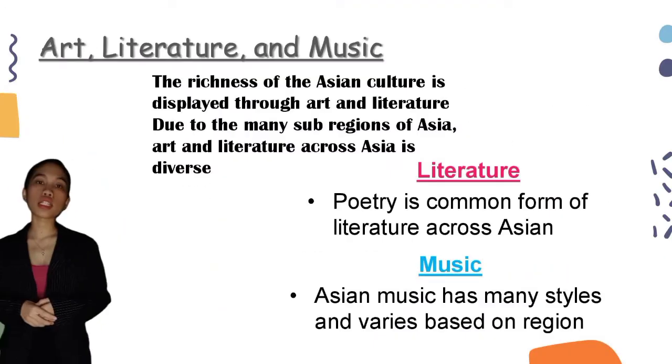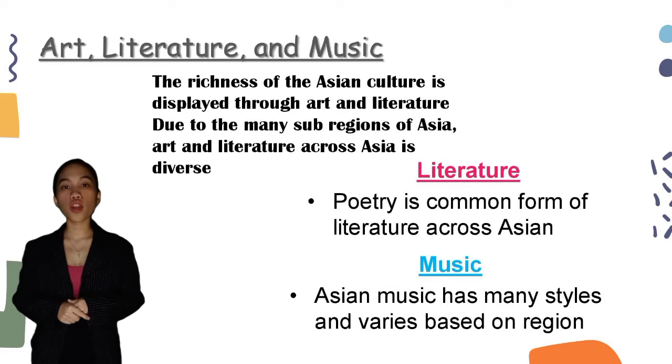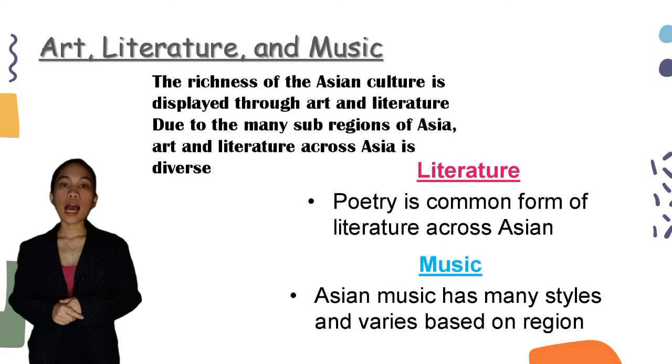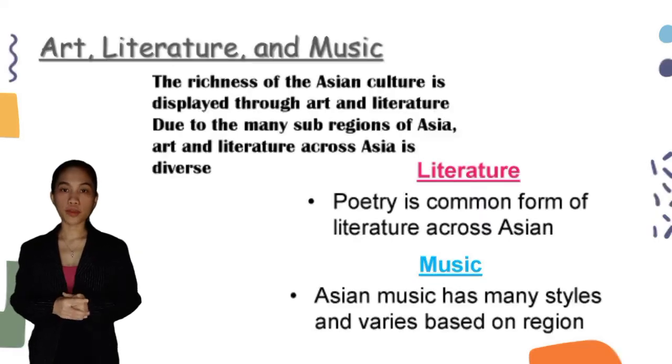In the field of arts, literature, and music, art and literature showcase the diversity of Asian culture. Due to Asia's many sub-regions, art and literature are diverse across the continent. In art, there are porcelain, ceramic and pottery, calligraphy, painting, glass and metalware, rugs and textile, architecture. In literature, poetry is a popular type of literature in Asia. In music, Asian music comes in a variety of styles and varies by region.